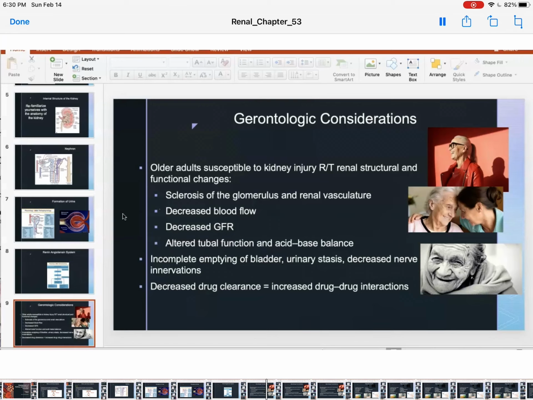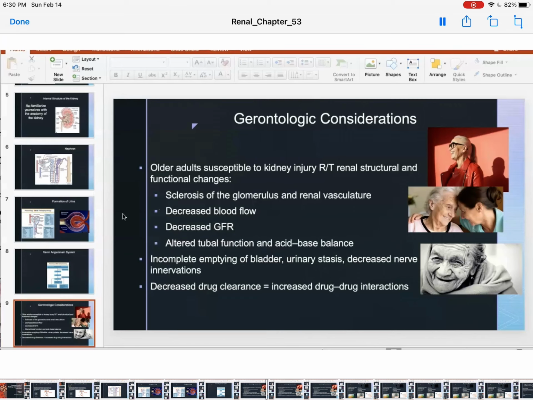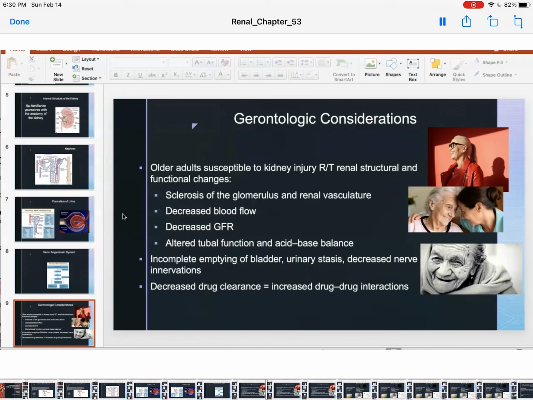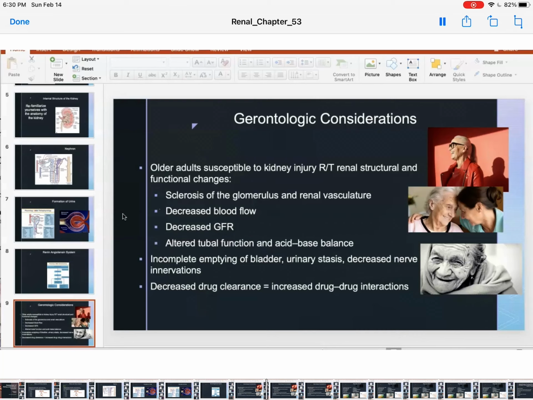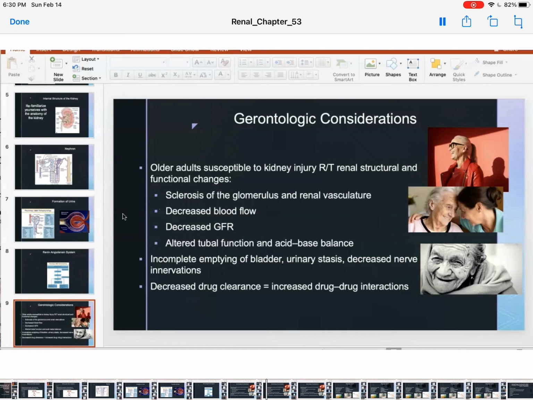Also altered tubular function and acid-base balance. And acute and chronic kidney injury, both can be due to the structural and functional changes in the kidney. And it's just because those changes can sometimes just make the risk even greater.